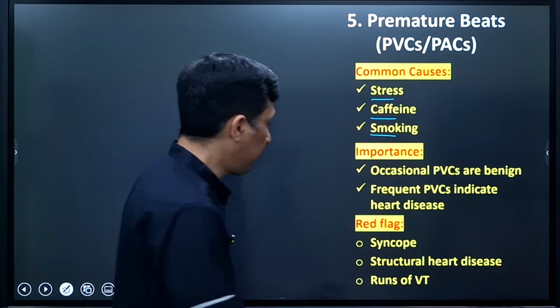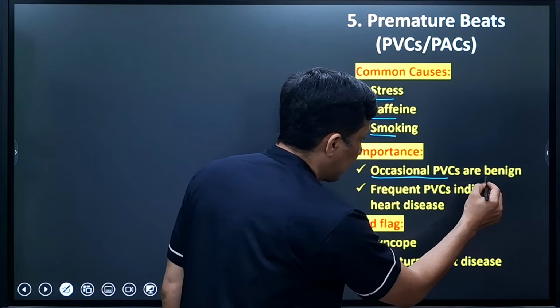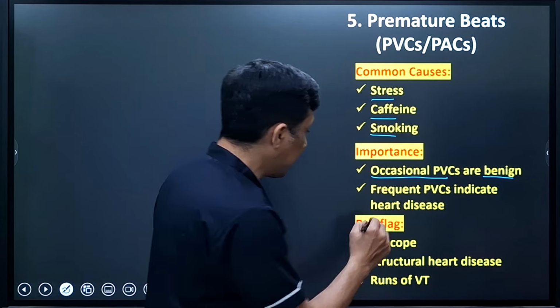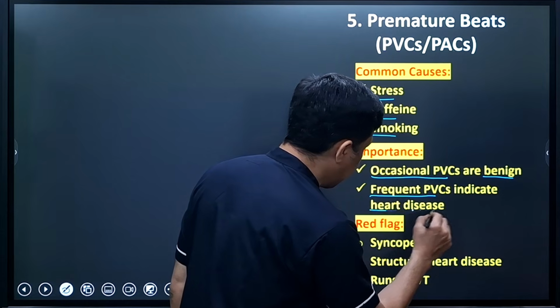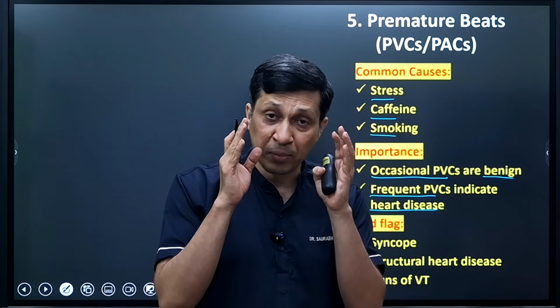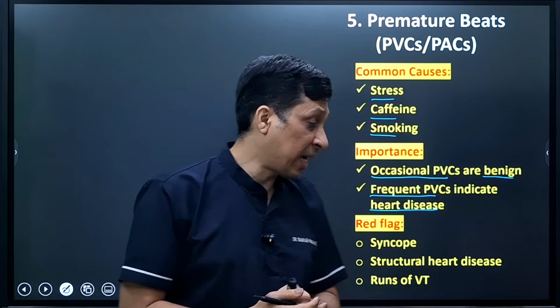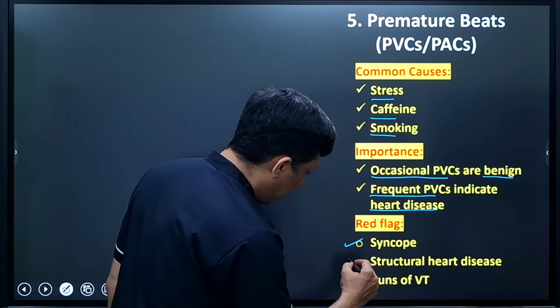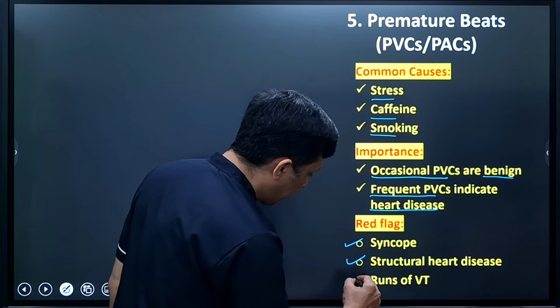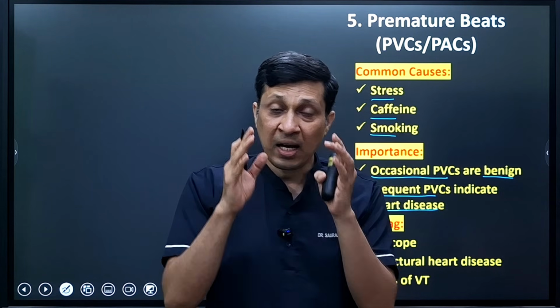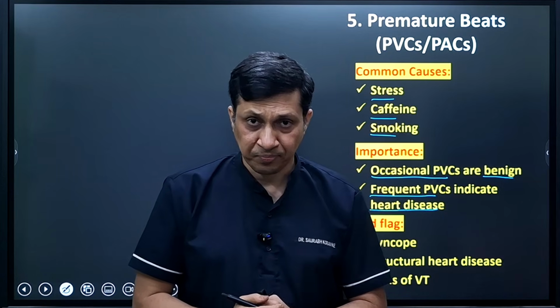Occasional PVCs in the ECG are benign, but if there are frequent PVCs, then they indicate heart disease. And what are the red flag signs, or when will you consider the PVCs in the ECG as dangerous? If the patient is having syncope, or if there is structural heart disease, or if there are runs of VT, then the PVCs in the ECG are considered to be dangerous.